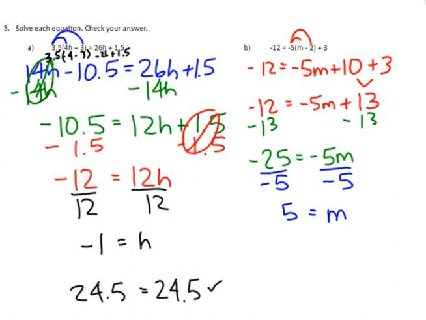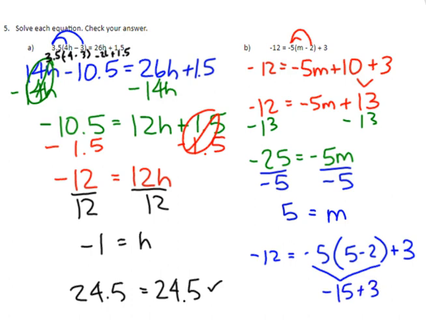So again, we'll do the check it step. Go through this kind of quickly. Negative 5 times 5 minus 2 plus 3. 5 minus 2 is 3. Negative 5 times 3 is negative 15. And negative 15 plus 3 is in fact negative 12. So we got that one right.